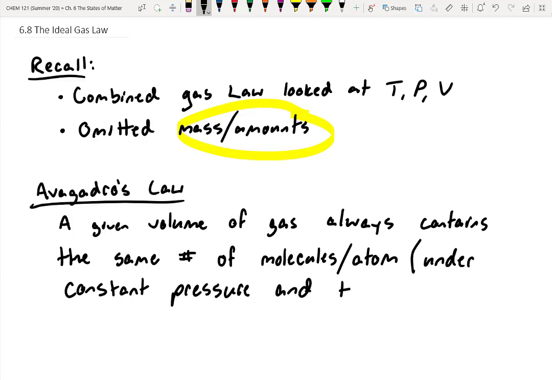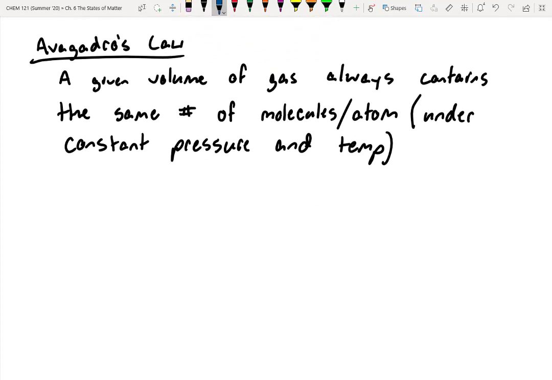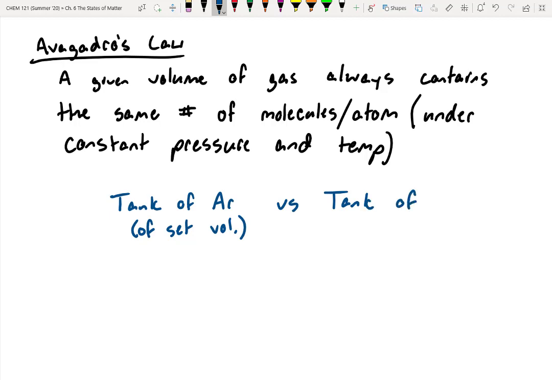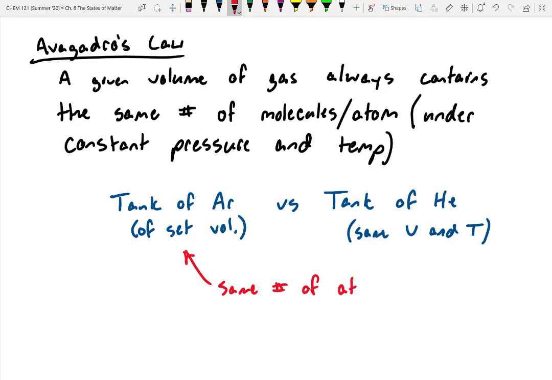All right, so pretty simple concept. So for example, if you have a tank of argon that has a given volume, and it's at a given temperature versus a tank of the same size of helium, same volume and temp, then both of these should have the same number of atoms. So that was really the breakthrough here.